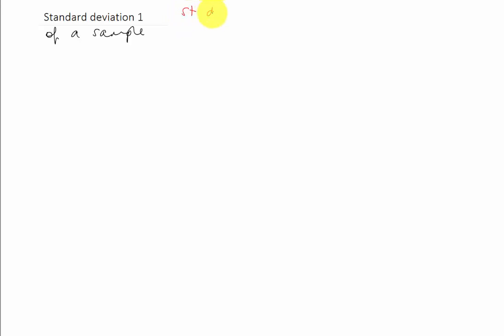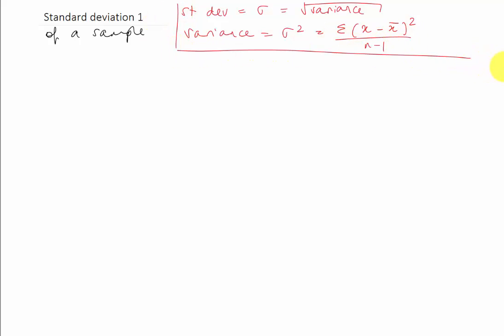And so standard deviation is represented by the letter sigma. That's a small sigma. And sigma is equal to the square root of the variance. And what's the variance? So variance is represented by sigma squared, and that is equal to the sum of (x minus the mean) squared, all over n minus 1. It's n minus 1 because it's just a sample, not a whole population.